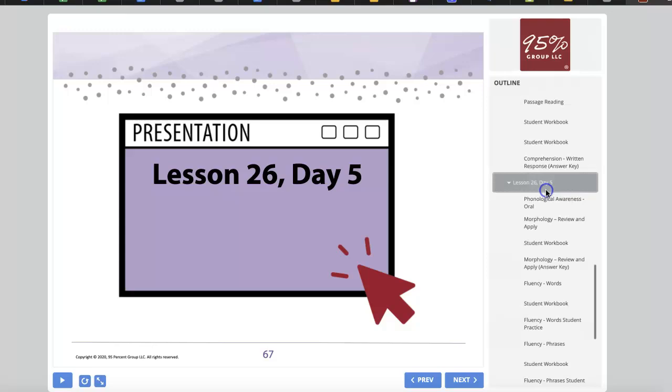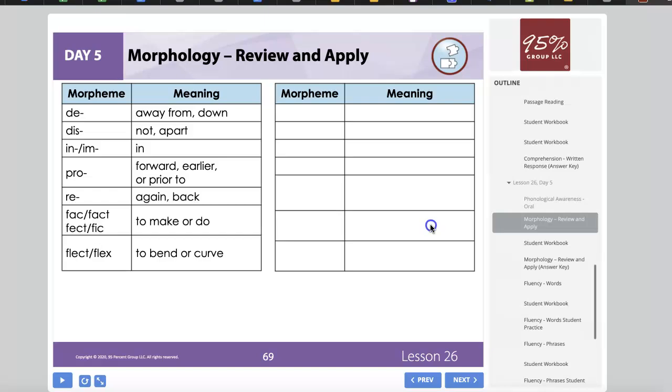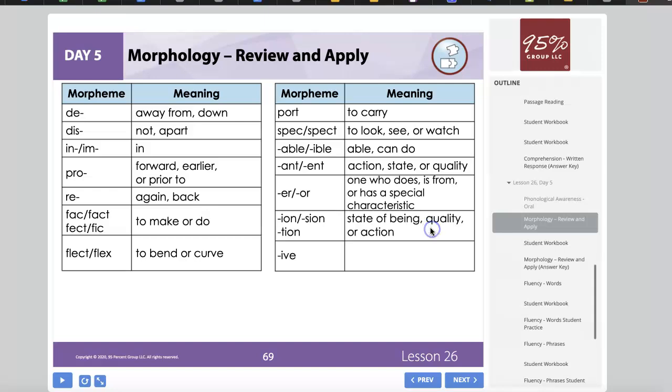All right. We're going to go to day 5, everyone. So we're going to go over our morphemes and our meanings. So when I say the morpheme, you are going to say the meaning. Here we go.